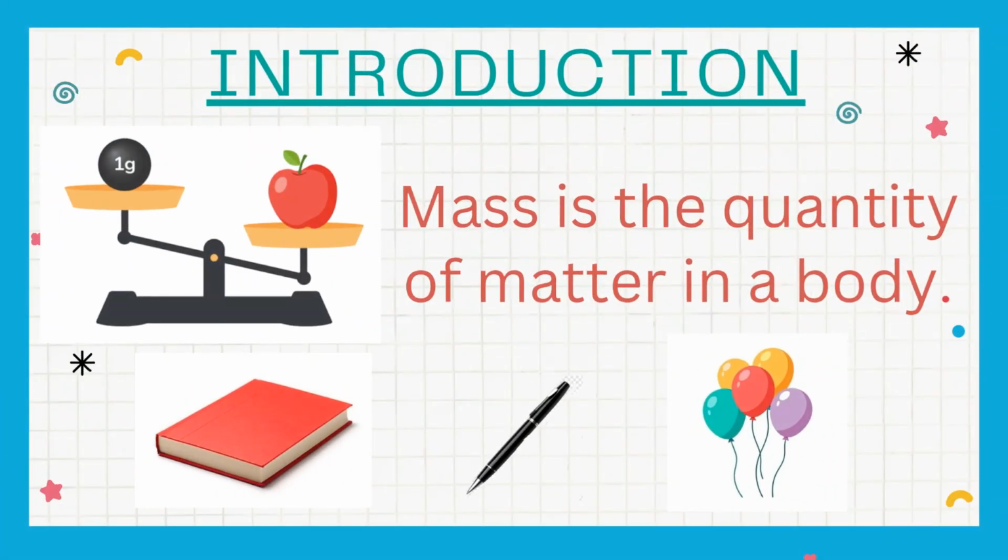Mass is the quantity of matter in an object. It does not change whether we are on Earth or on the Moon. For example, this book and this pencil have mass, and so does the air inside the balloon.